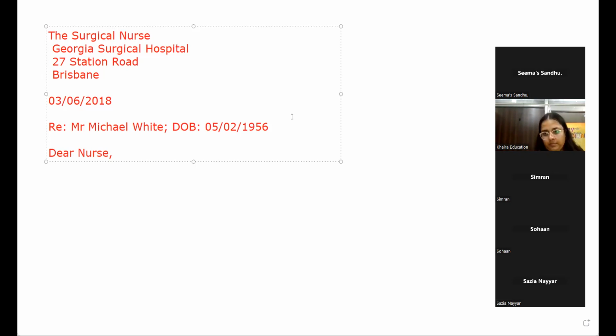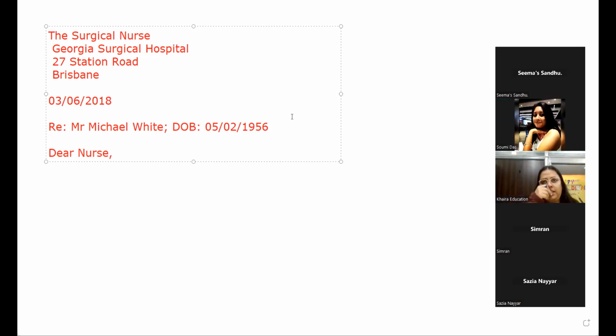Ma'am, I am writing this letter to refer Mr. White, who is exhibiting signs and symptoms consistent with colon cancer, and he is scheduled to undergo colonoscopy in your hospital on 10/6/2018, and he is being referred to you for confirmed diagnosis. Otherwise, it's fine. He's being referred to you to confirm the diagnosis. You have not made any provisional diagnosis yet.